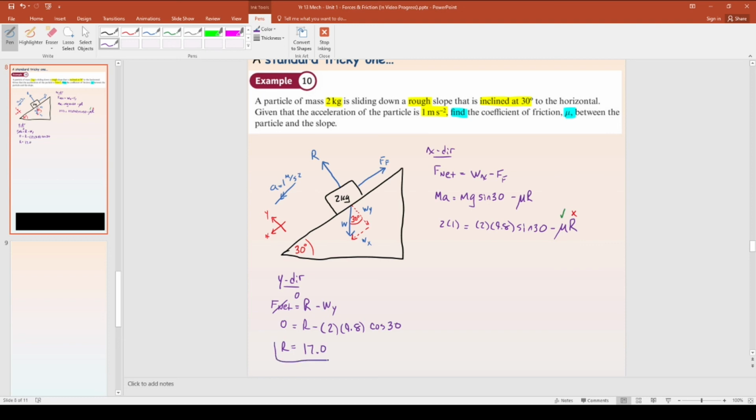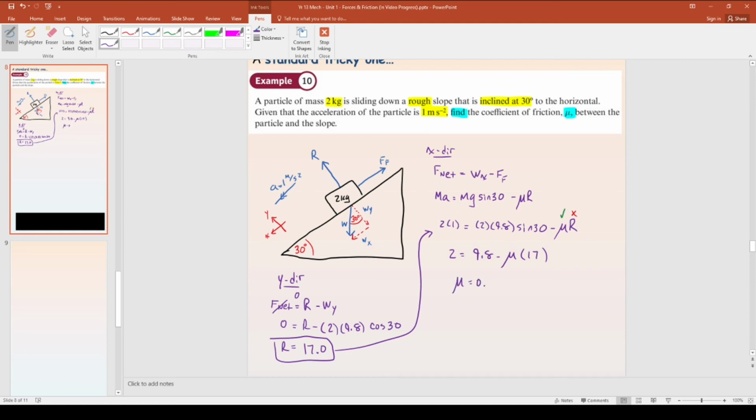Cool? Now we know what r is. Now we're ready to go in for the kill. Bish bash bosh, that in there. So you're just going to be left with 2 equals 2 times 9.8 sine 30. Sine 30 is going to be 0.5, so it's 9.8, isn't it? Yep, 9.8, take away mu, which is what we want, but this time r is 17.0. Cool. Work it out then. 9.8 take 2 is equal to that, divided by 17 is mu equals 0.46.